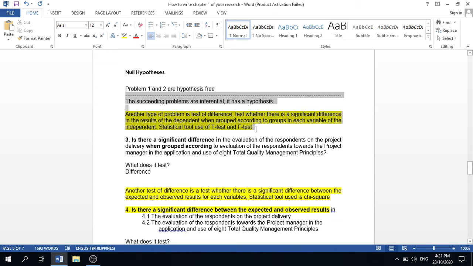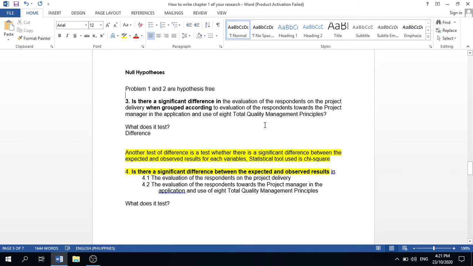You just put HO1, it's null, remove the question, remove "is", and put "there is no", then delete the "a", and replace the question mark with a period. So our null now is: there is no significant difference in the evaluation of the respondents, and so on and so forth. That's for the t-test.